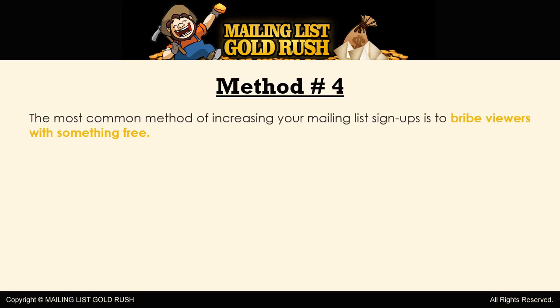Method number 4. The most common method of increasing your mailing list signups is to bribe viewers with something free. For example, a report, an ebook, an e-course, a software tool or program. As long as the report, ebook, e-course, or program carries considerable value, you won't have any problem whatsoever getting people to give you their name and email address in return for that gift.